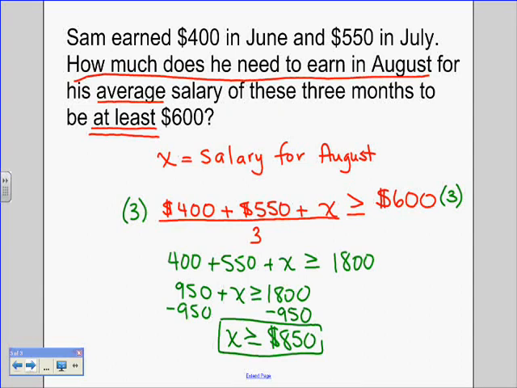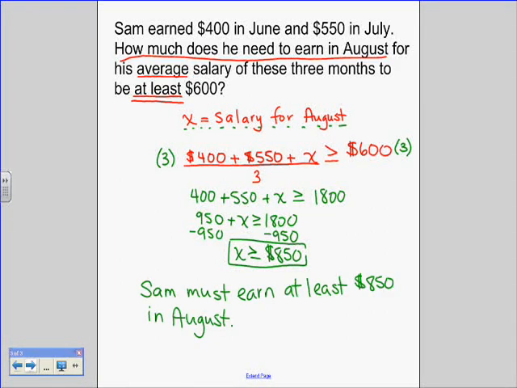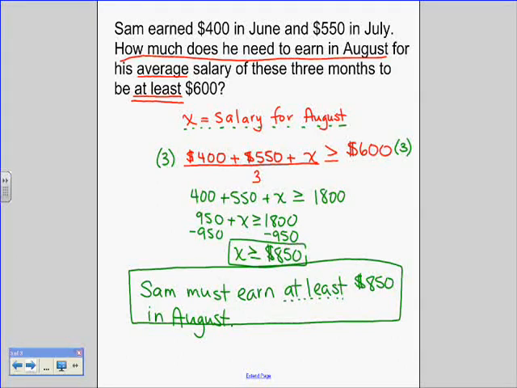A good habit here is to write this final answer as a sentence. So how would I write this as a sentence? X represented a salary for August, so it should be in dollars. And if I were to write this down, I would say this. Sam must earn at least $850 in August. So you can see here that you can work backwards as well. Whenever I end up with an answer, I want to translate back into a sentence because that's how it started. So Sam has to earn at least $850 in August. If I wanted to continue that, I would say in order for his average salary for June, July, and August to be at least $600.